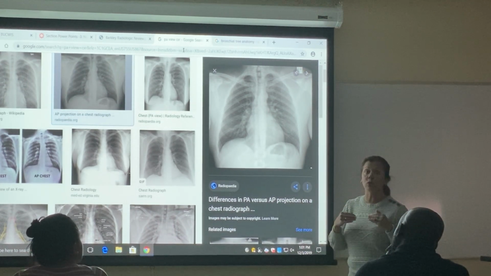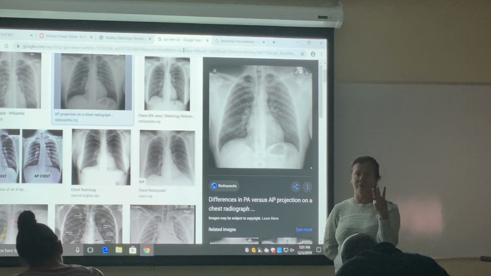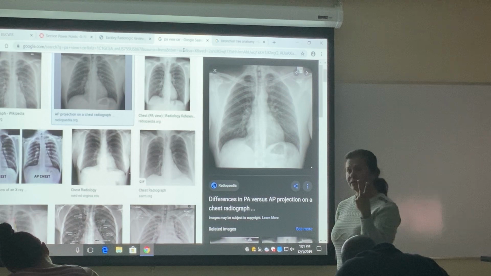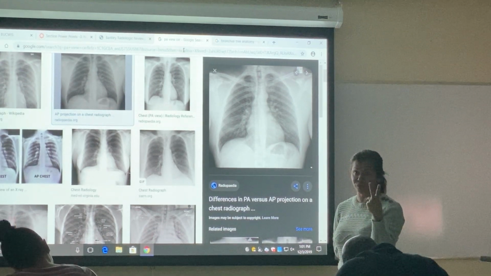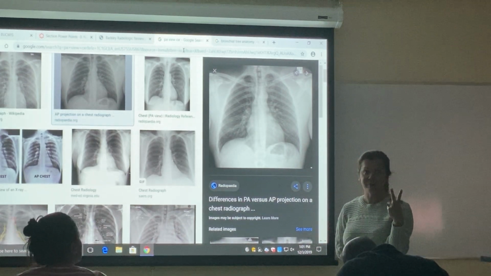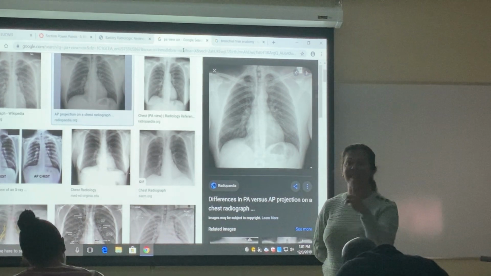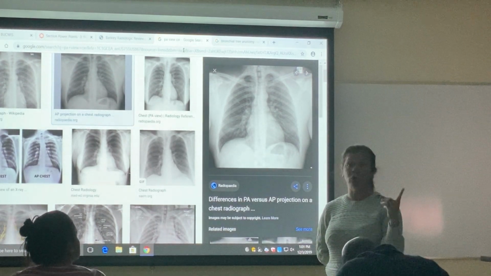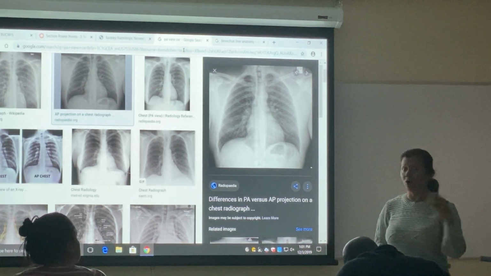If you do not see your ribs behind the heart, you have three possibilities. One, penetration. It was too much penetration. That's the reason why the heart silhouette is white. Okay? Second, you have a density behind the heart that could be fluid, atelectasis, or pneumonia.